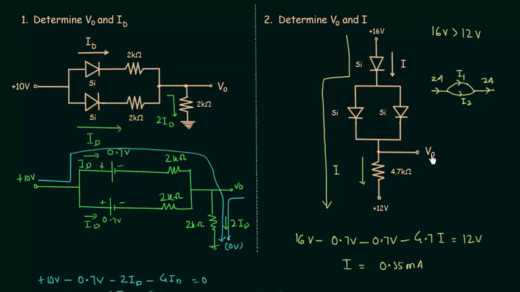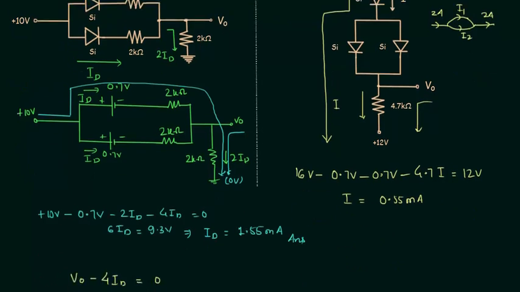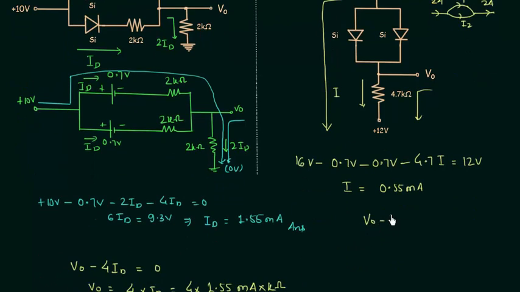Now I will calculate V naught and we will move in this direction towards 12 volts. V naught minus 4.7 I equal to 12 volts. So V naught is simply equal to 12 plus 4.7 multiplied by 0.55, and this is equal to 14.6 volts. So this is the answer that we had to calculate in this problem.